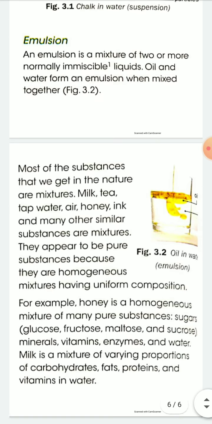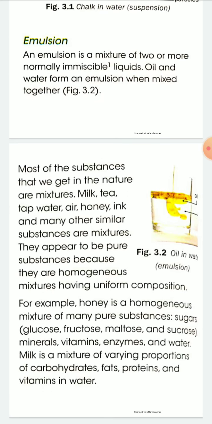The second type of heterogeneous mixture is emulsion. An emulsion is a mixture of two or more normally immiscible liquids, for example, a mixture of oil and water. We know that oil does not mix with water, so oil and water form an emulsion when mixed together.